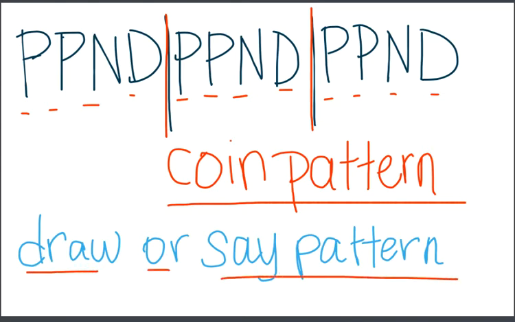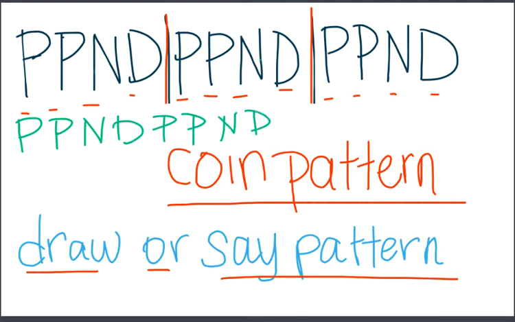If you are going to keep on writing the pattern or extending a pattern of coins, making some space down here, we have penny, penny, nickel, dime, penny, penny, nickel, dime, penny, penny, nickel, dime. We would keep going with penny, penny, nickel, dime, penny, penny, nickel, dime, penny, penny, nickel, dime.